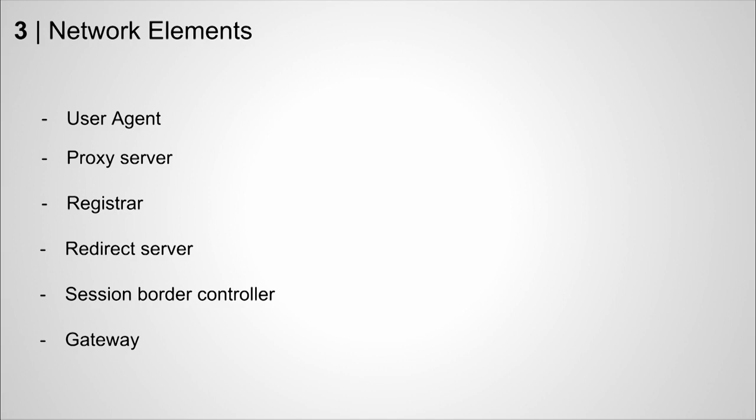So you can see up on the screen or on your slides, we have these 6 elements that make up what we're doing. Now, there are more, but these are the ones that we thought to be most interesting. So we're going to briefly go over these things. So user agent, proxy server, what is all this stuff? Registrar, redirect server, session border controller, and the gateway. All right, so user agent.